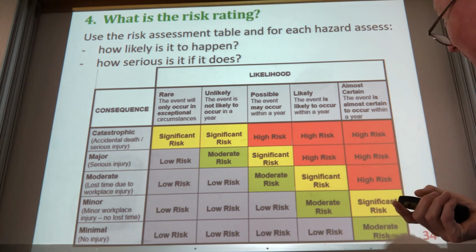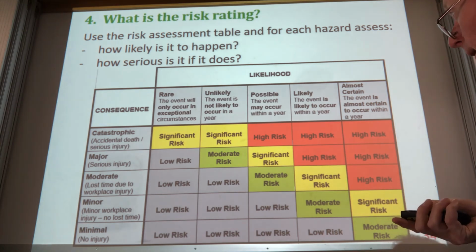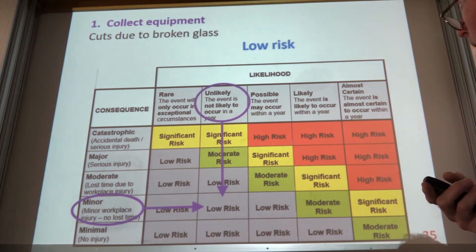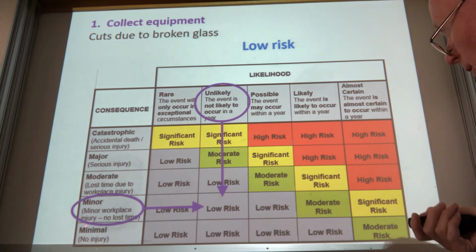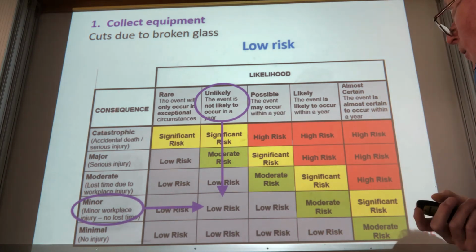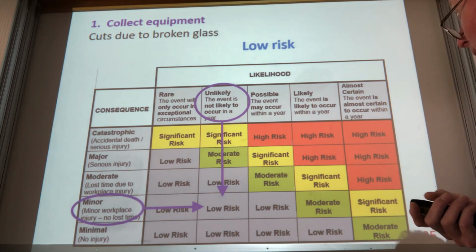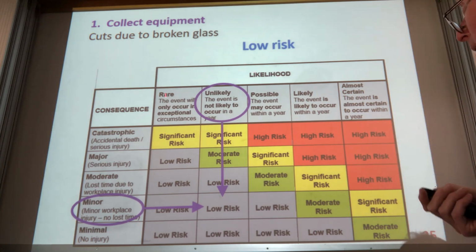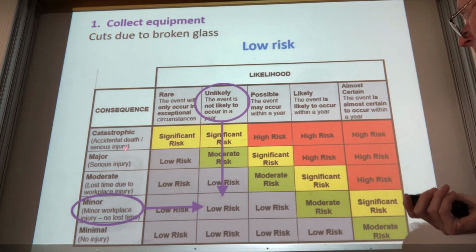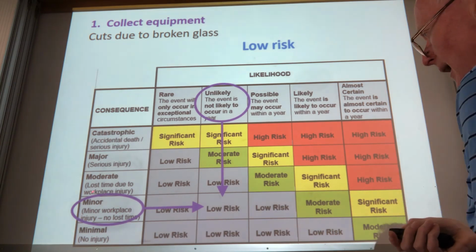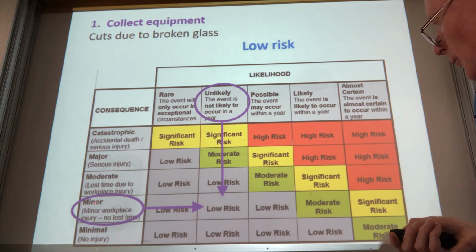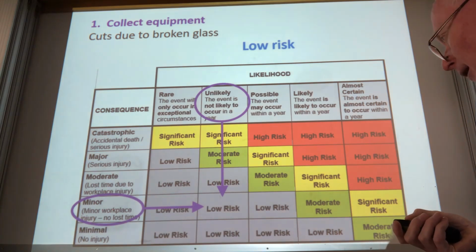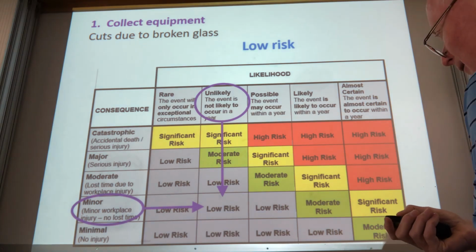What is the risk rating? Here is where we need to come up with a risk rating based on two things: the consequence, how serious the effects of this particular hazard are going to be, and how likely it is to happen. So, cuts due to broken glass. How serious is it? The sorts of things that are likely to happen are going to be pretty minor. You're not going to lose time from school or work for a little cut on your finger. You'll get a band-aid, you'll go home, it'll be okay.